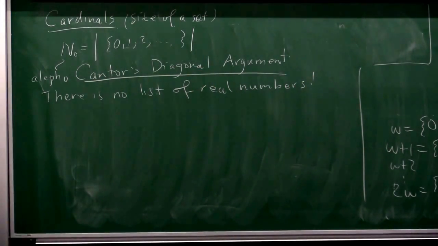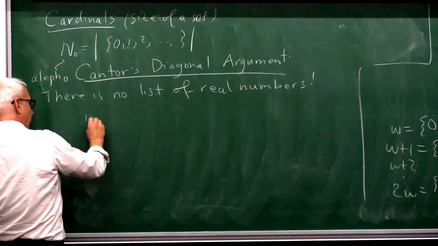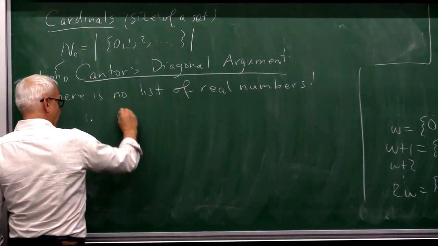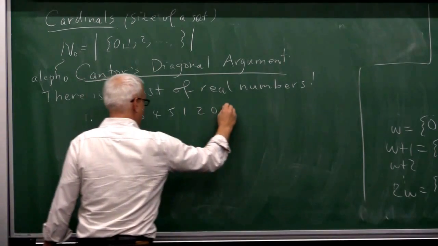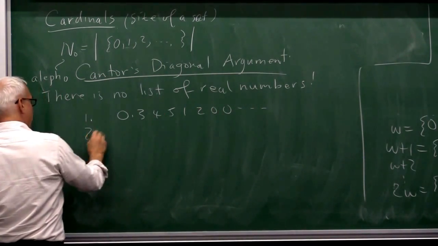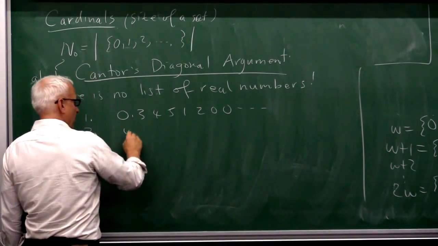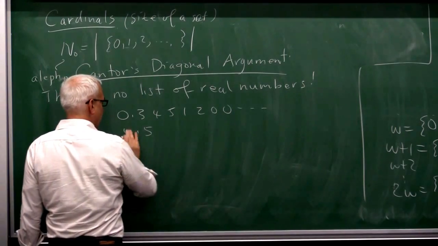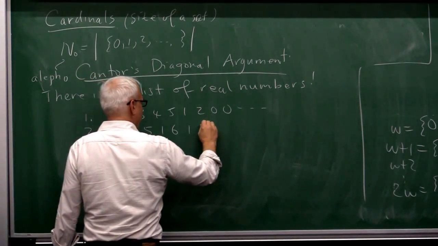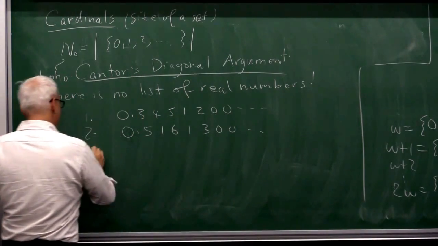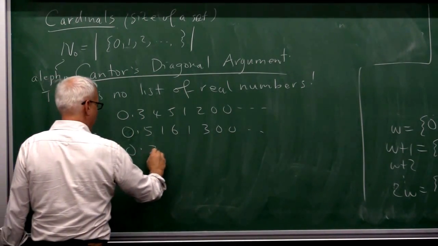No infinite list. In the sense that if somebody has a list, say the first one is 0.3451200, and there's your first real number. And then here's the second real number, well, let's just make them all between 0 and 1 to make things simpler. So here's a second real number, and then here's a third real number.